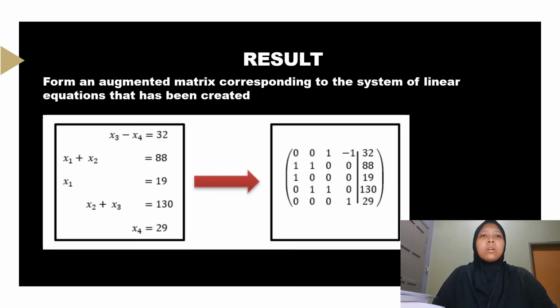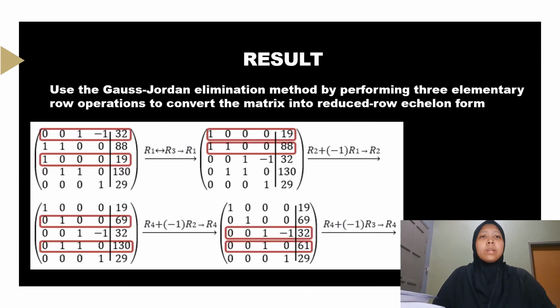So now we are going to represent the system of linear equations in the form of an augmented matrix. Look at the augmented matrix. The values on your left are for variables and the values on your right are for constants. Since we have already determined the augmented matrix, now we are going to solve it using the reduced row echelon method.